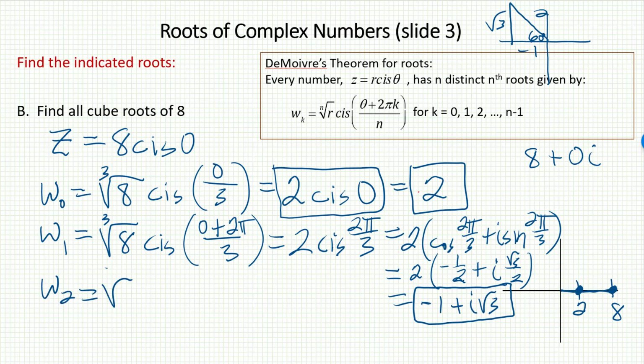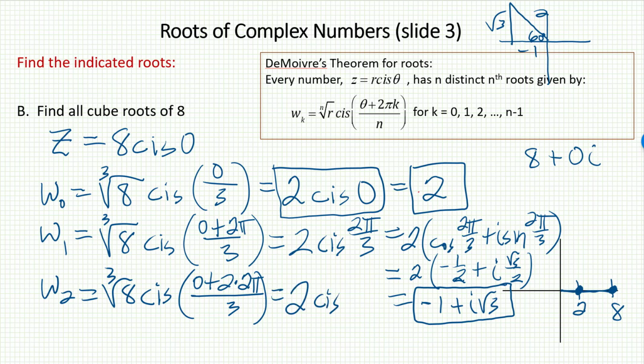The third one will be very similar. It's cube root of 8. Now I'm adding 2 multiples of 2 pi. My k is 2 now. So that top part is going to end up being 4 pi. This will end up being 2 cis 4 pi over 3. Let's convert that into standard form.